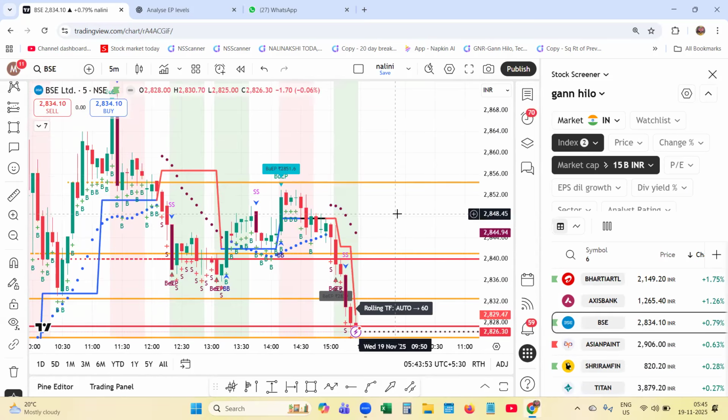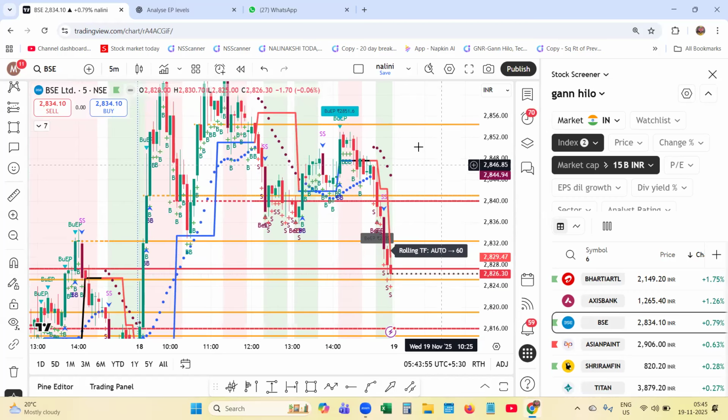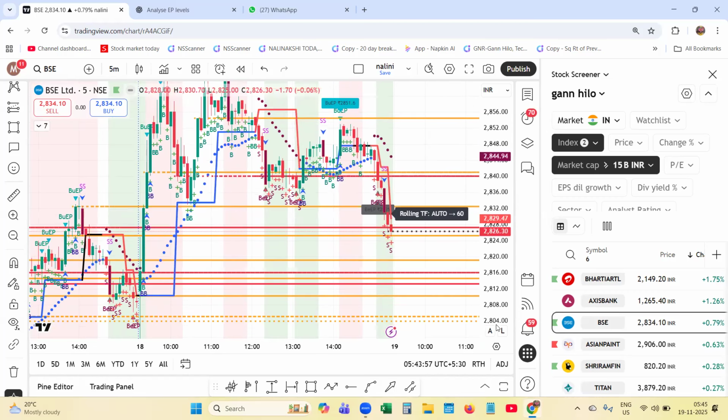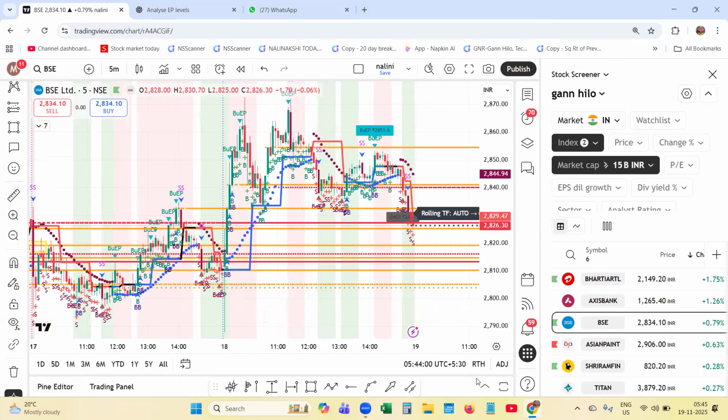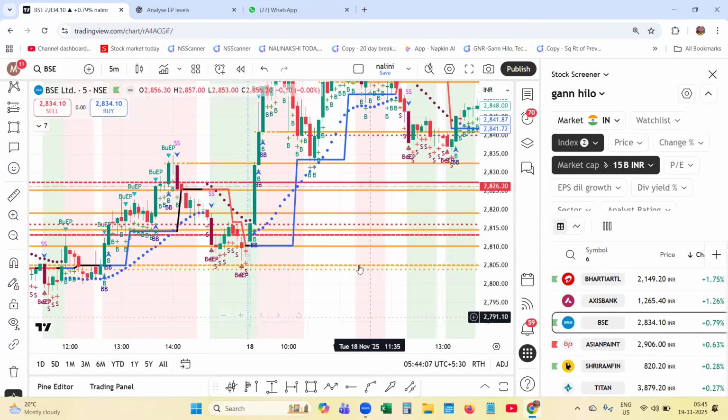Here in BSE, see, the market has moved higher, there is no intraday PE level. On 5 minute, you are not getting all the CE levels. The market is traveling along one by one. This is a short covering rally.